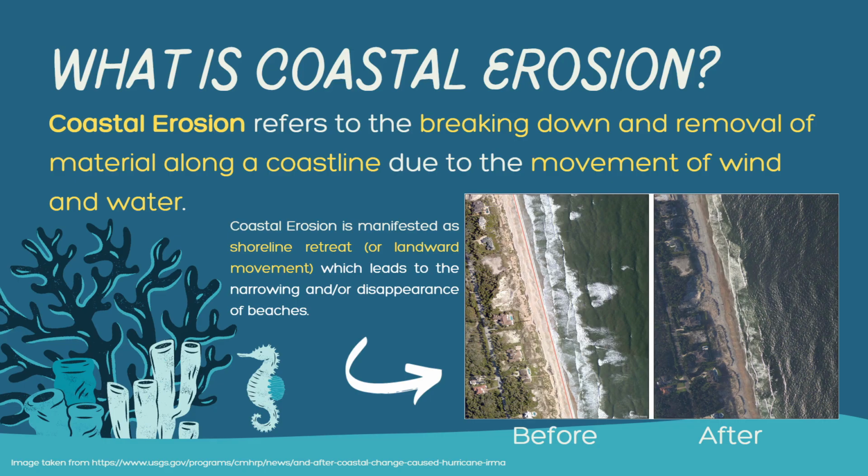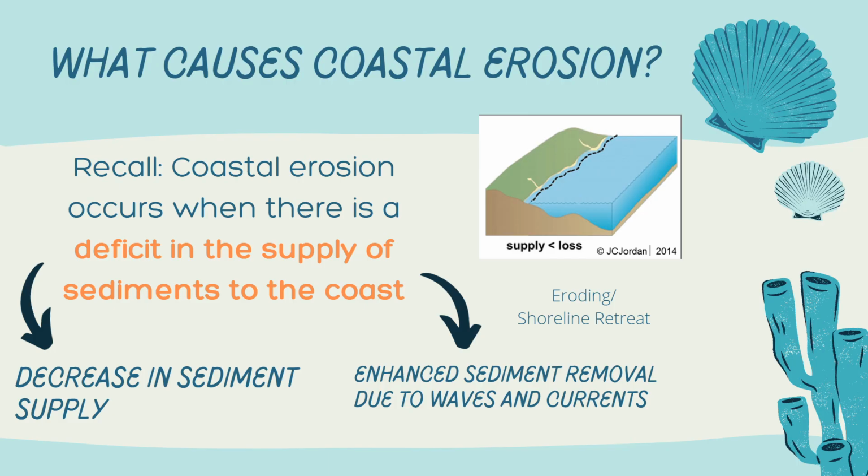As you can see, the shoreline in the image taken in Florida was initially wider than it currently is due to coastal erosion, which was caused by Hurricane Irma in 2017. So what causes coastal erosion? Remember from the previous slides that when the rate of supply of sediments in a coast is less than the rate of loss, coastal erosion occurs. In other words, coastal erosion occurs when there is a deficit in the supply of sediments to the coast.